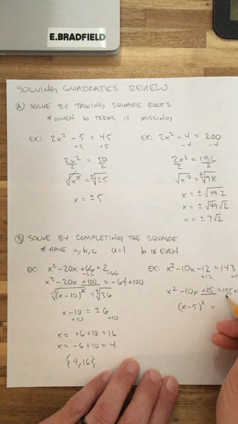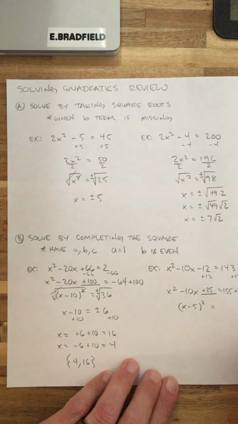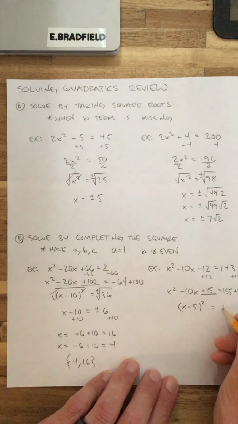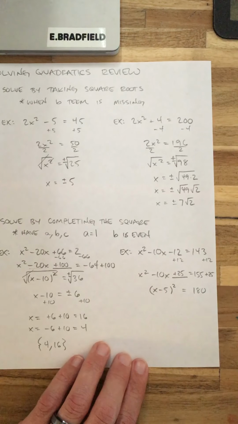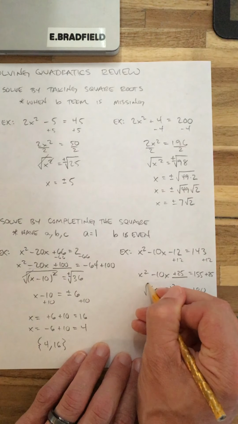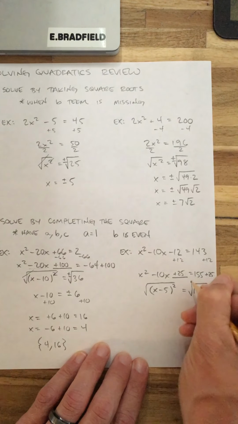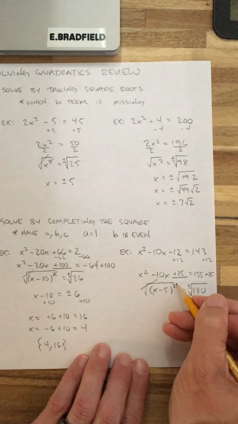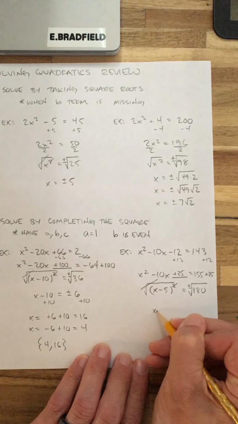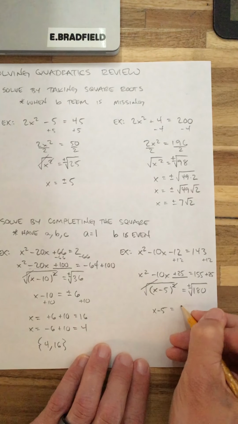Equals 155 plus 25. That is 180. Now we will take the square root on both sides. Don't forget plus and minus. We're always going to have two answers. The square root cancels the square, so I'm left with x minus 5 equals plus or minus.